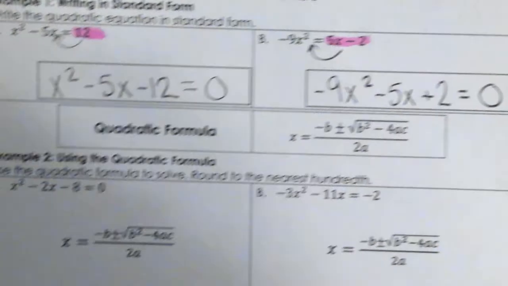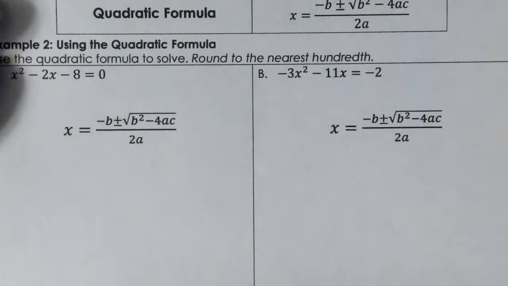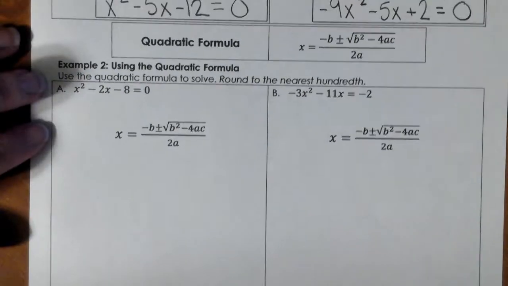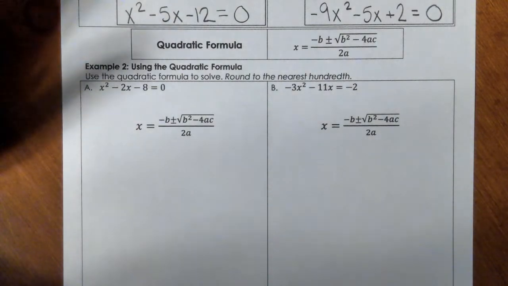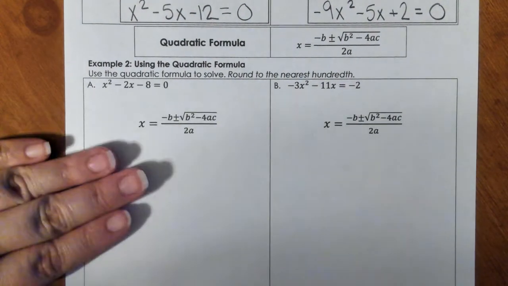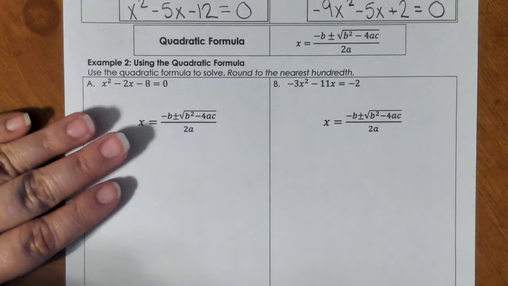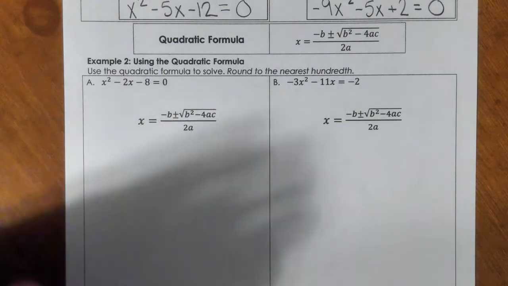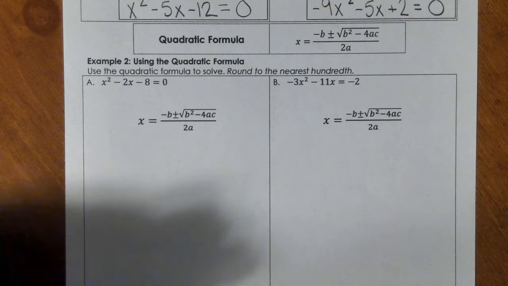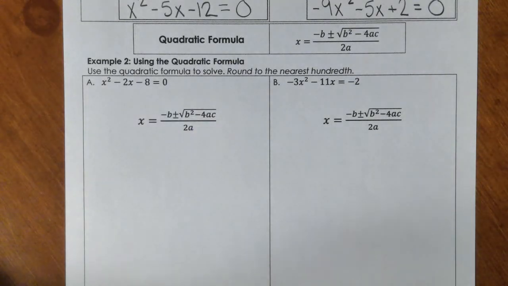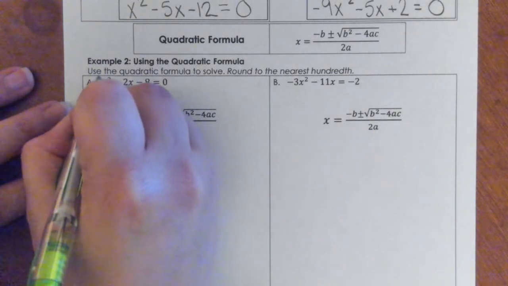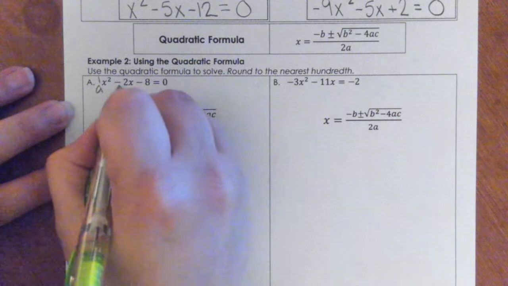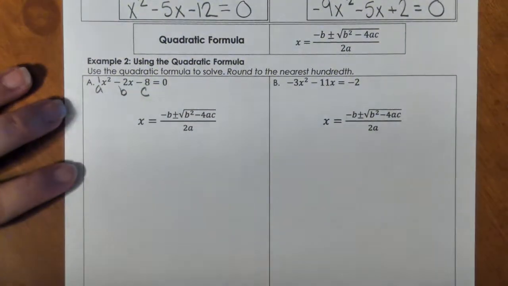Okay, so now we have the quadratic formula. Normally when you're given a problem that looks like this, we would do x factor, okay? In this particular problem, it actually works with x factor, but I want to show you how you would use it if x factor didn't work. So first thing we're going to do is label our a, b, and c. So a is that invisible 1, b is negative 2, and c is negative 8.